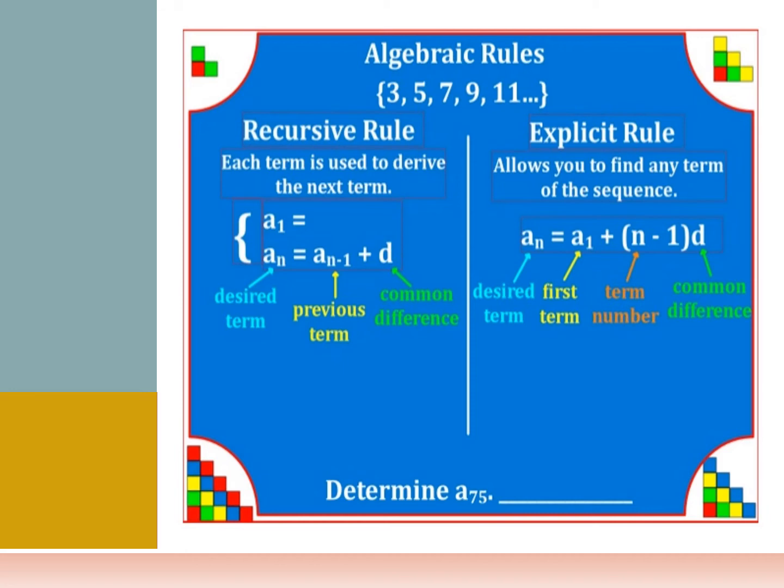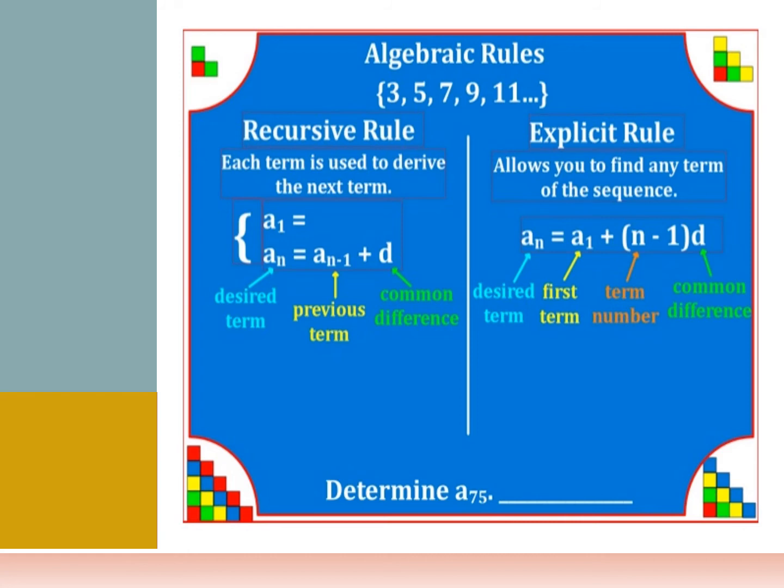Algebraic rules for the sequence 3, 5, 7, 9, 11. So we have the recursive rule, where each term is used to derive the next term. We have a1 equal to 3, because this is the initial part of the recursive rule, and then we have the recursive formula, which is an equals an minus 1 plus d, such that an minus 1 is the previous term and d is the common difference.